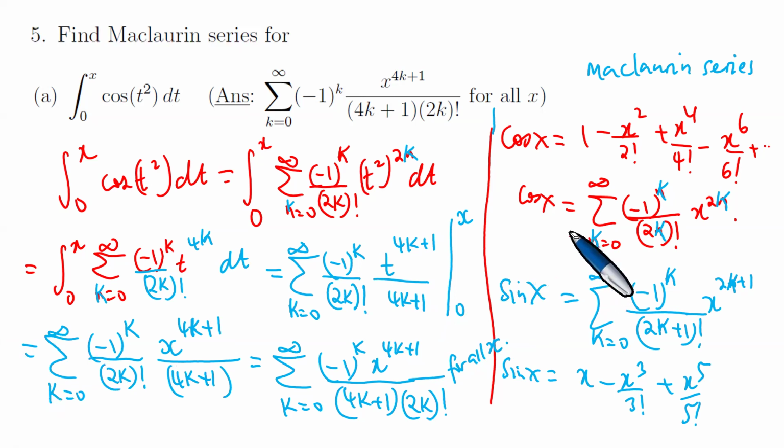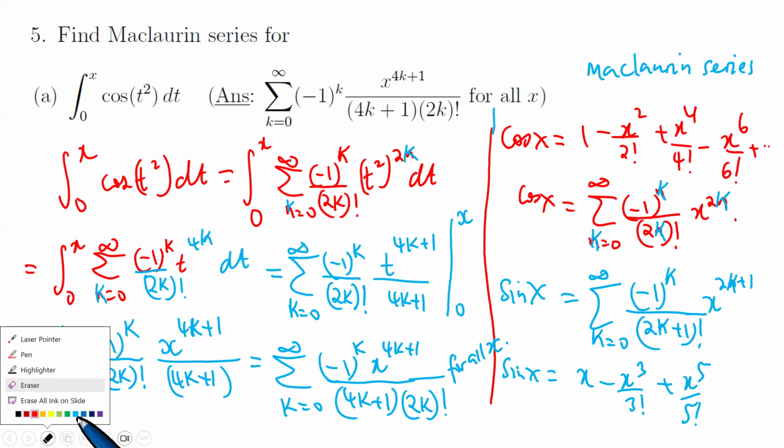You need to memorize the formula for sine. What about the sine? Sine, you need to divide by 2k plus 1 factorial: -1 to the k, x to the power 2k plus 1, divided by 2k plus 1 factorial. That is the formula for the sine. When you put k equals 0 here, you get x. Next, you get minus x cubed over 3 factorial, plus x to the 5th power over 5 factorial, and so on and so forth.